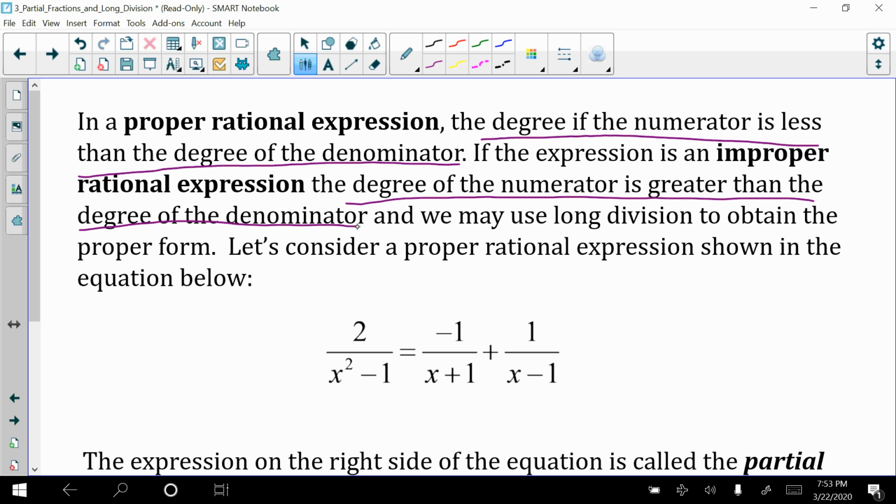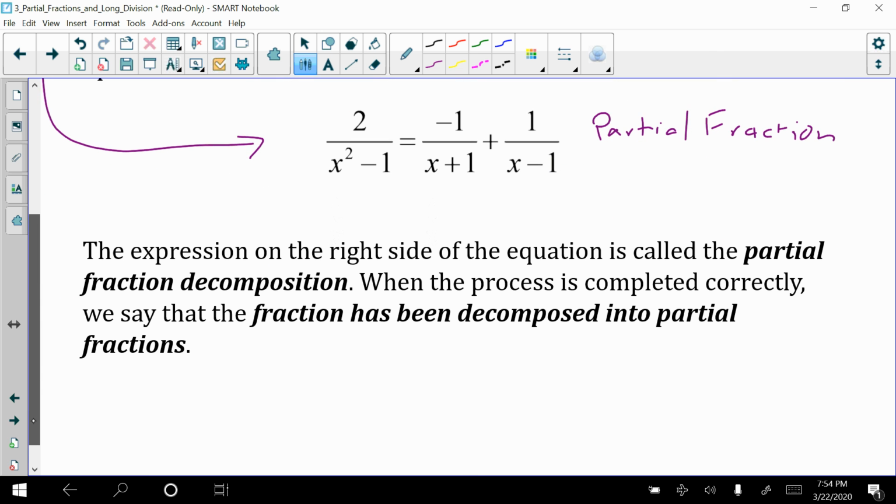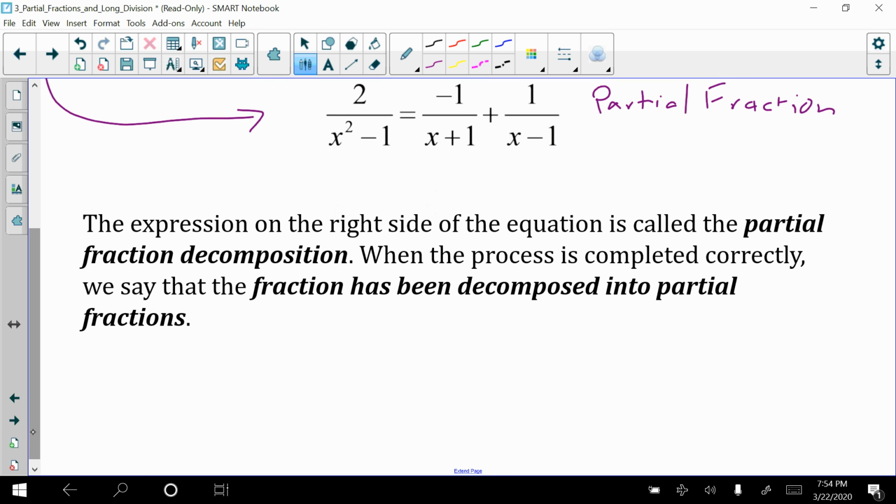So if I have something that looks like this, where the degree of the denominator is larger than the degree of the numerator, that is a proper rational expression. And so here I would do partial fractions. That's really the clue that lets me know I need to use partial fractions here, because it's a proper rational function as opposed to an improper one, meaning the degree of the denominator is higher than the degree of the numerator.